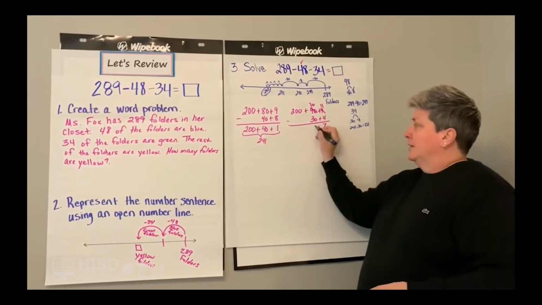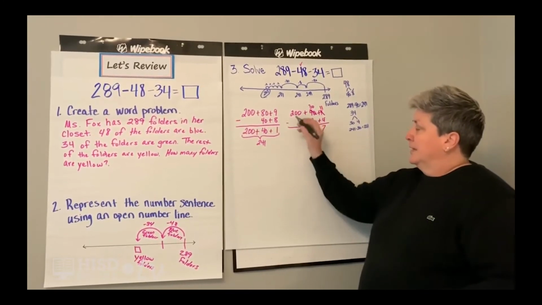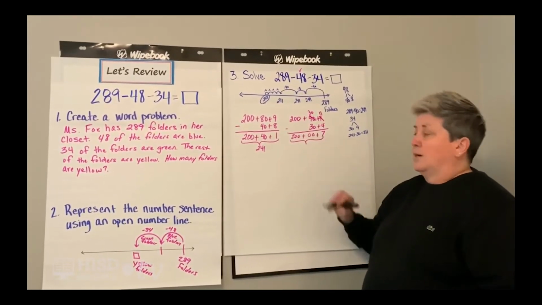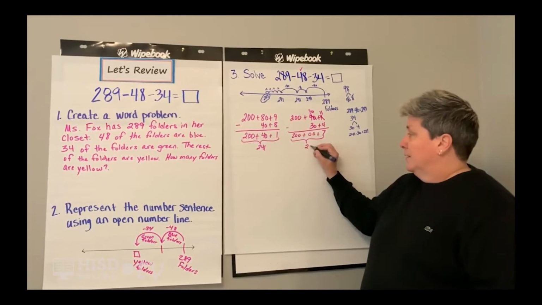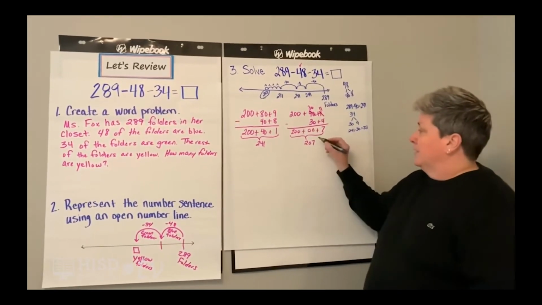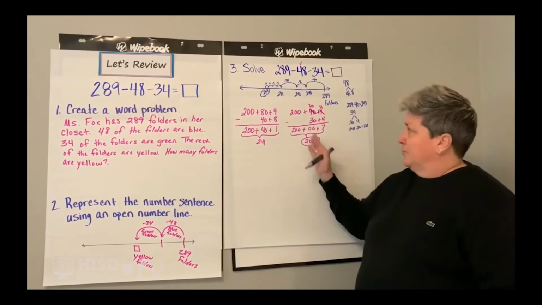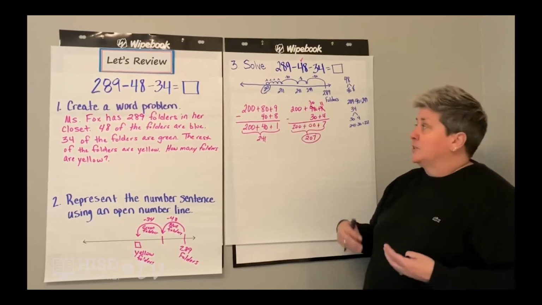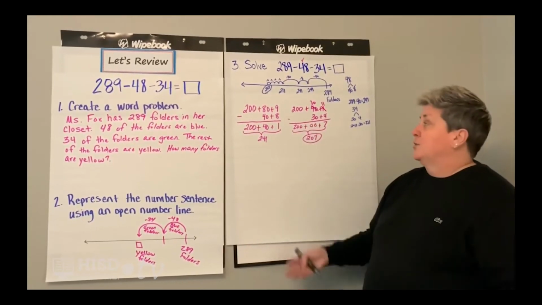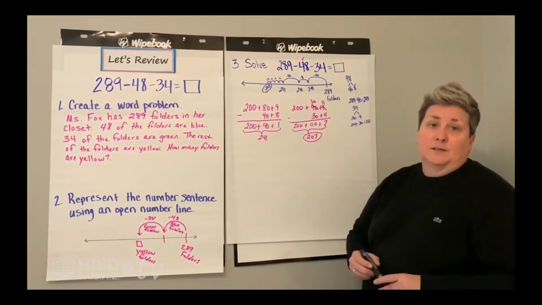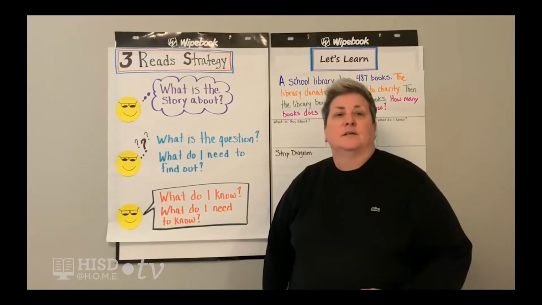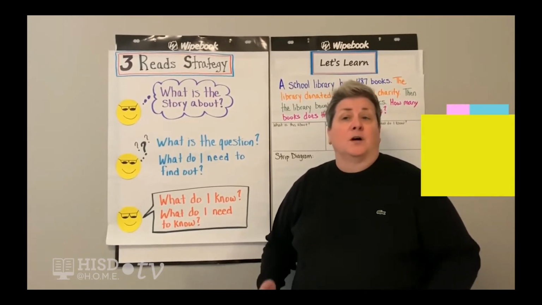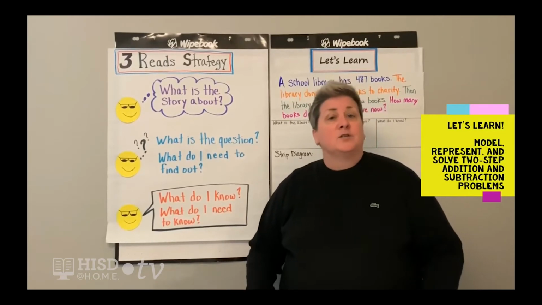30 from 30 is 0, and 200, nothing from 200 is 200. And when I join these three quantities together, and I compose that, I get 207. So now I've got 207 yellow folders, and I have 207 folders. So we've taken the opportunity to show you at least 2 other ways that you can add and subtract 2-step problems.